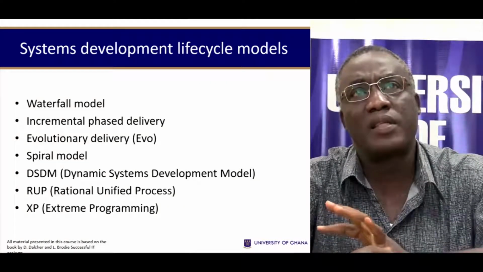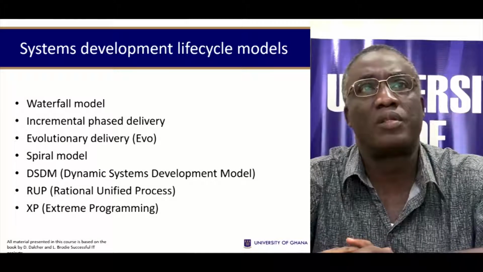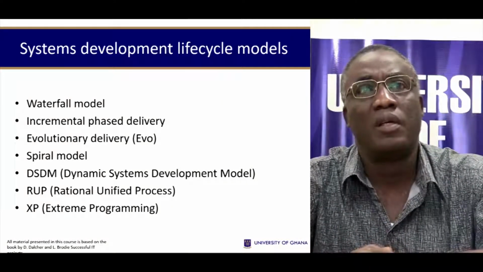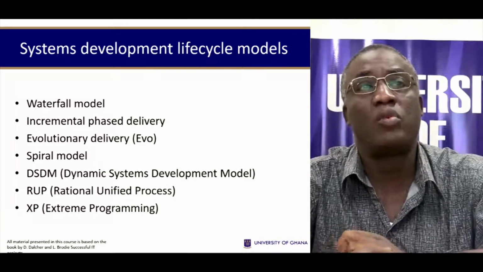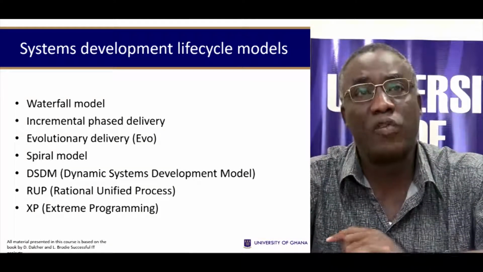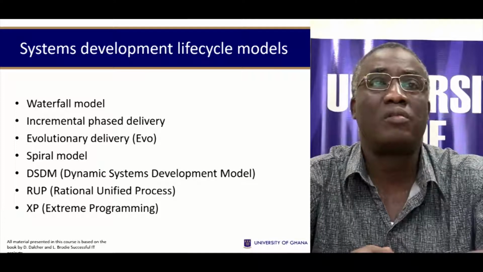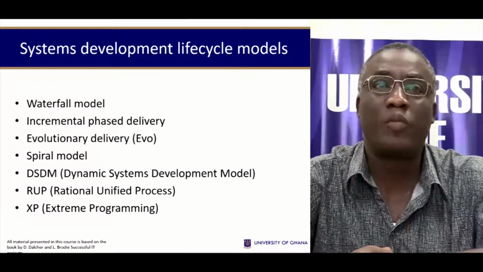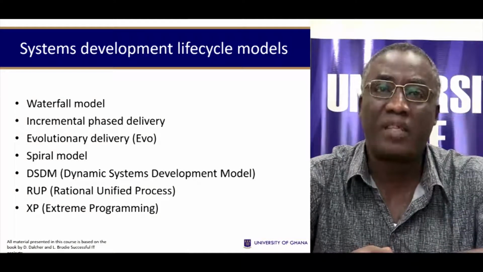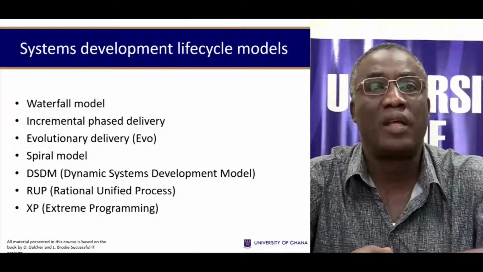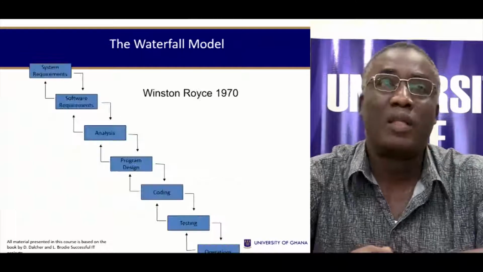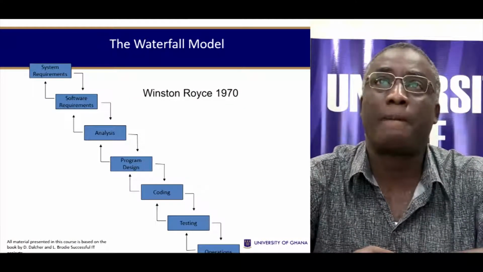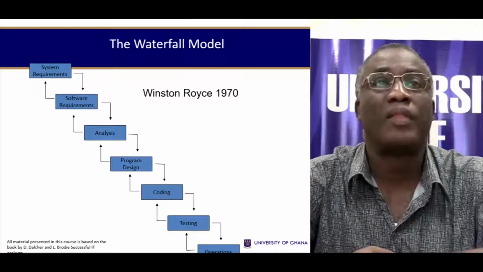There are a number of system development life cycle models. There's a waterfall model, an incremental phase delivery model, an evolutionary delivery model, the spiral model, the dynamic systems development model, the rational unified process model, and the extreme programming model. The waterfall model was introduced by Winston Royce in 1970, right?